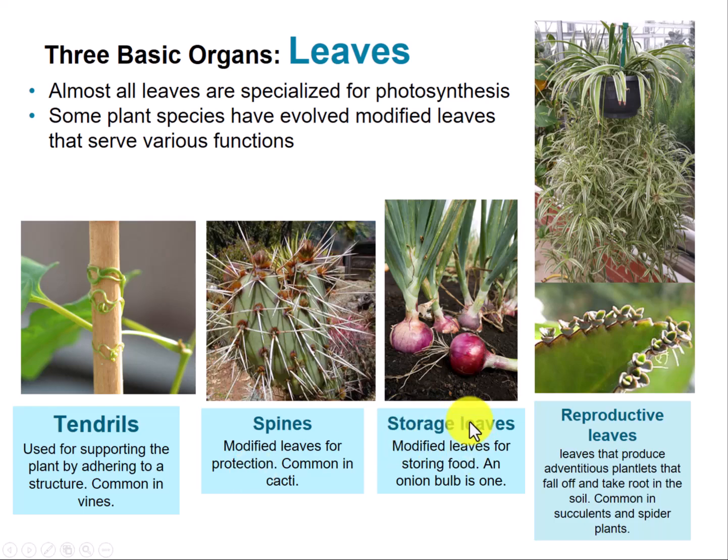Storage leaves, and so our onions. So the onions that we eat are a modified leaf, and so it is a leaf for storing food. And then we have reproductive leaves. And so everybody, I'm sure, at some point in their life has had a spider plant that somebody gave them. And so all these little spider plants coming off the main plant can actually grow a whole new plant.